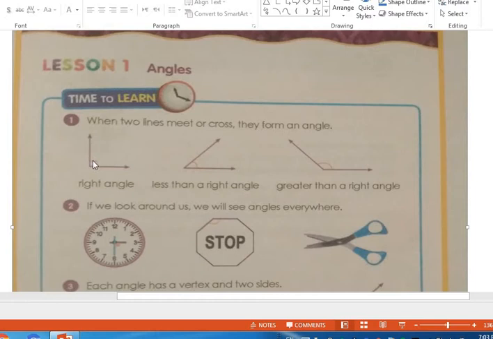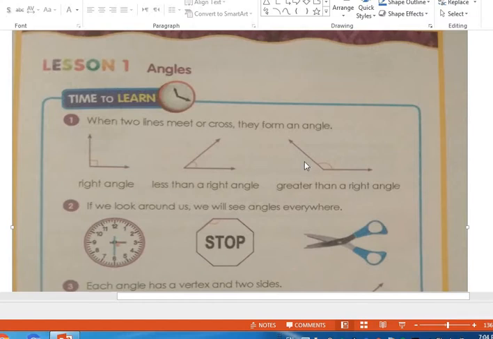Here I also have two lines. As you see, every line is what? It's a ray. It has an ending point and no starting point. It goes forever. So I have here two rays. They meet at a point, okay? And inside they form an angle.